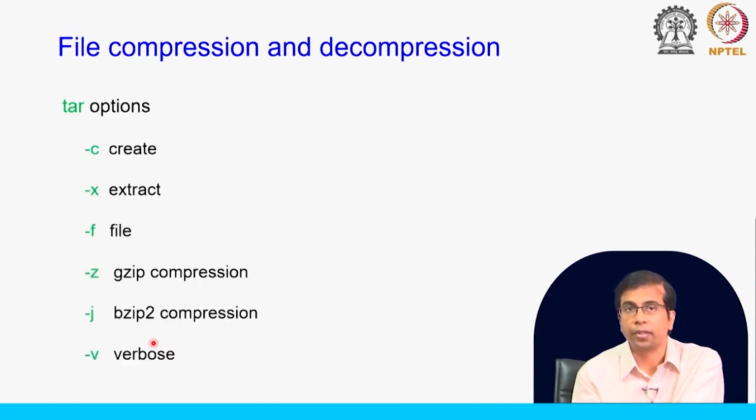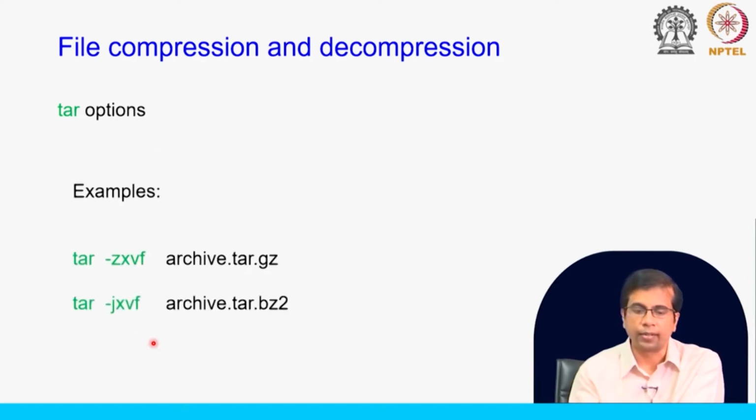You actually have many more options here. Some of them we have talked about. -c is create, -x is extract, -f is file, -z is gzip compression. If you want to create this gzip compressed archive, we use this -z option, and there is another type of compression which is called bzip2 compression in Linux. For that we use the -j option. And sometimes we also use this -v option, which means the command will tell us what it is actually doing. It will give a kind of step by step process that is going on.